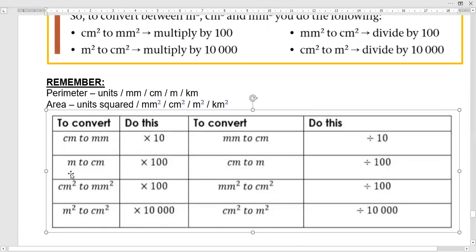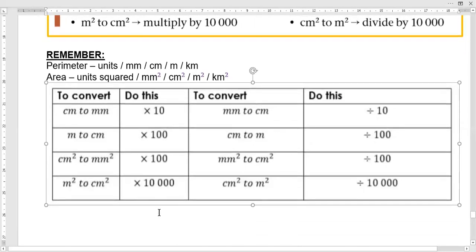So let's do the same thing here. From meters to centimeters, we times by 100. But now because we are squaring it, we're doing area. What's 100 squared? 10,000. So that's why we multiply by 10,000. So that you need to just keep in mind. Okay.